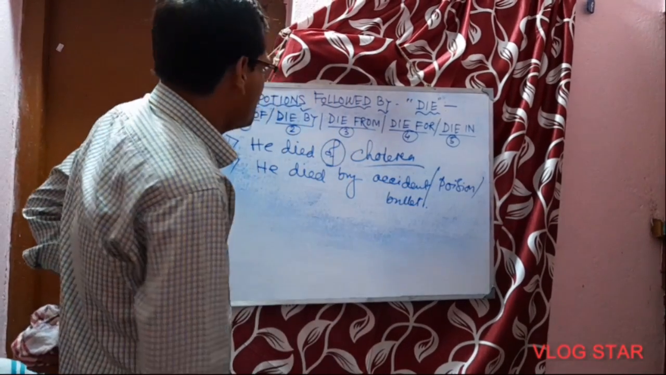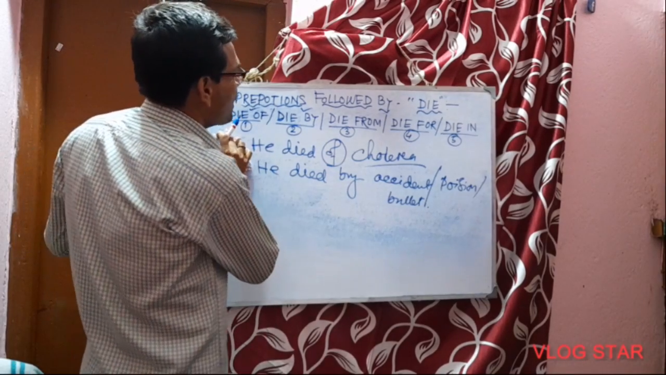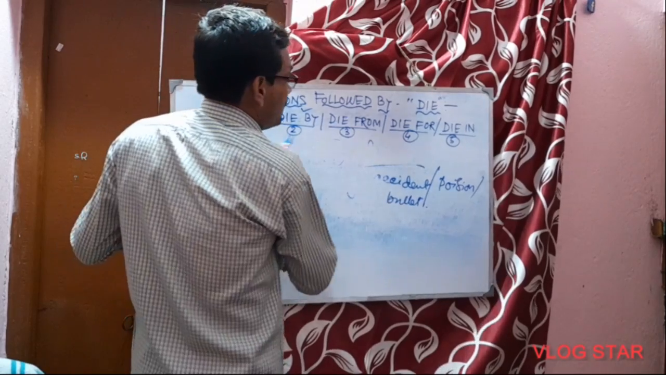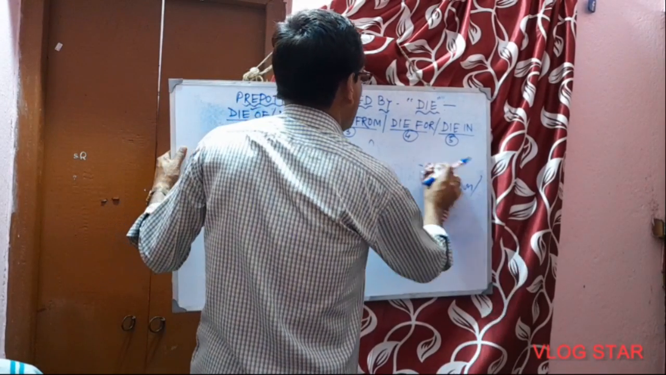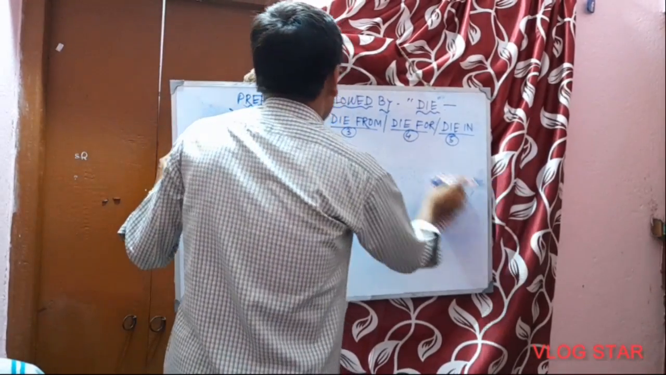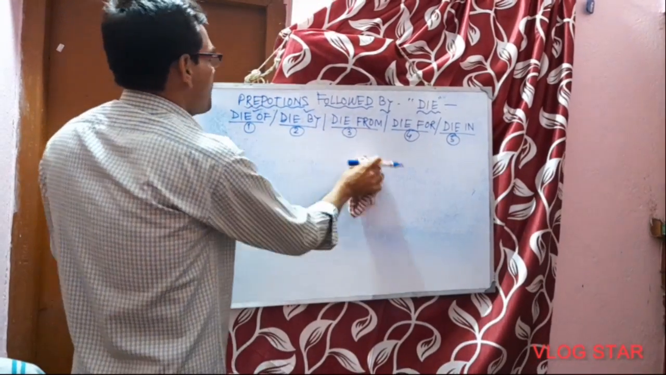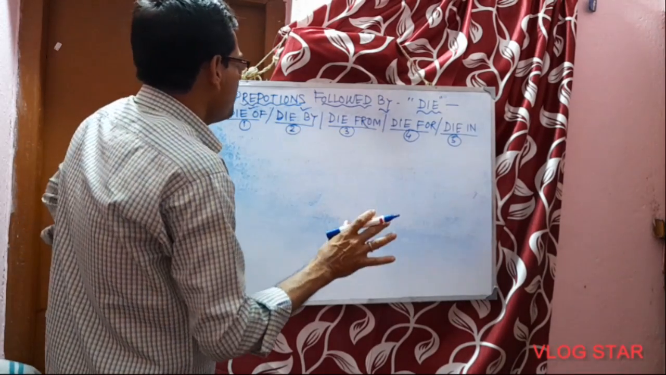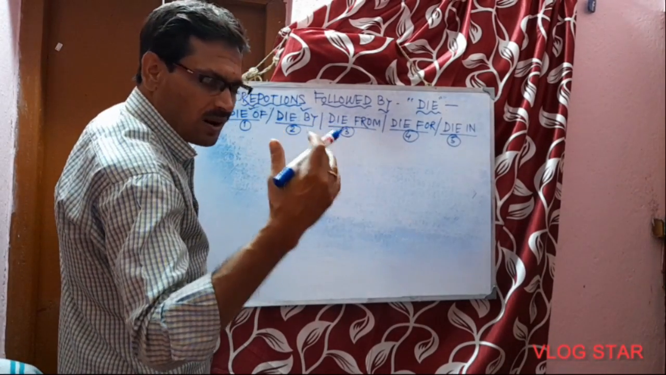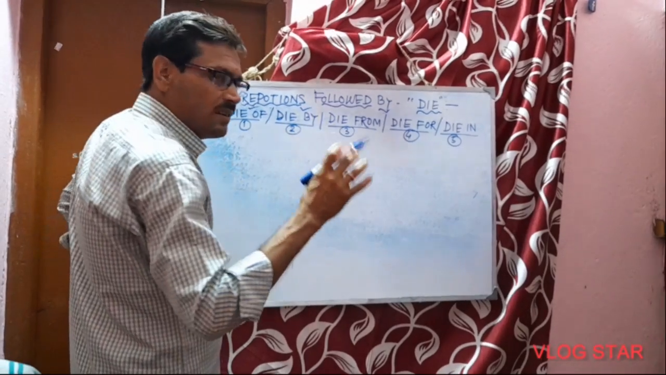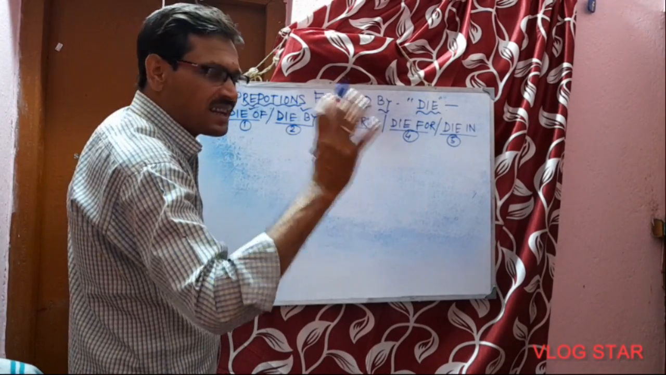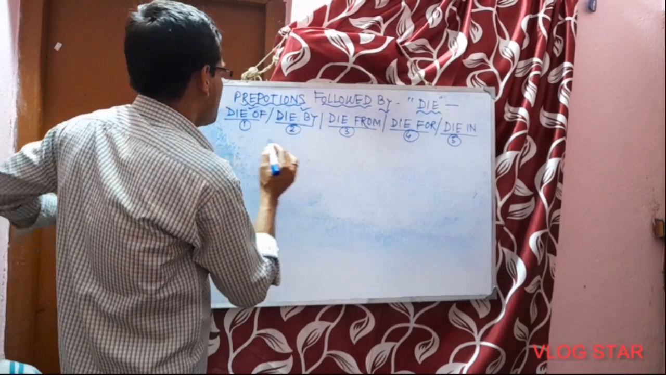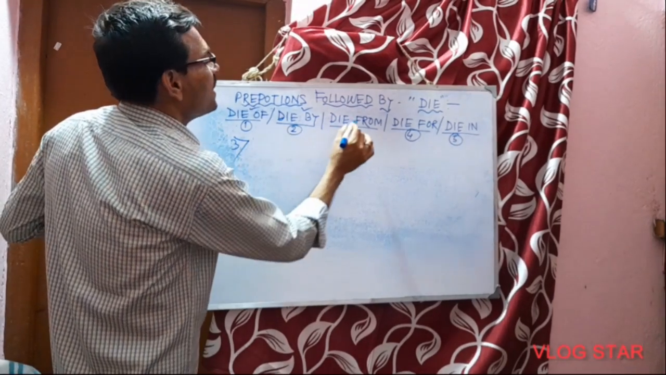Okay, now go to the third point. Now I hope you have been able to understand the appropriate prepositions when we use of and by. Of for disease, whatever the kind of disease, and by for weapons, violence, accident or suicide. Next, number 3, die from.